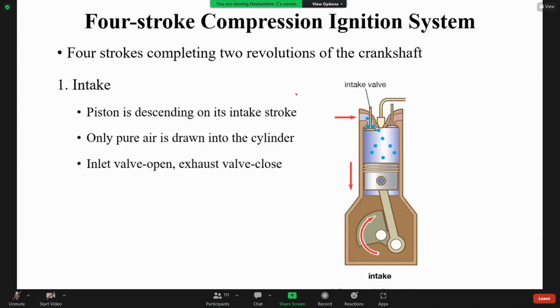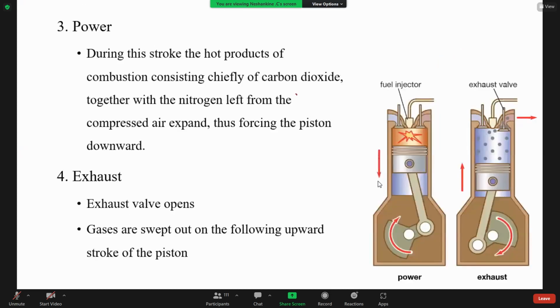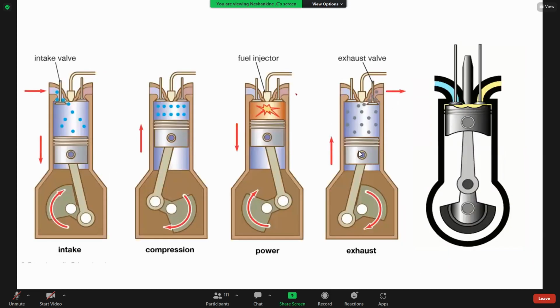We will move to the last one, the diesel engine ignition system. Here I will explain about the four-stroke compression ignition system. We have four strokes in the four-stroke engine. First one intake, second one compression, then power, exhaust. Isn't it? You may have already studied. Then I will explain using this diagram.